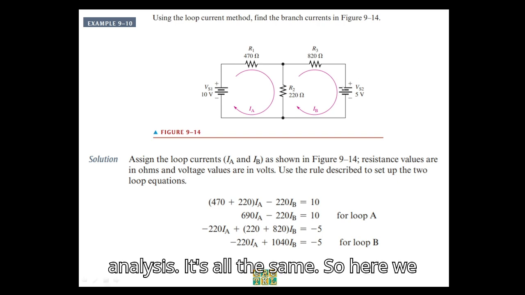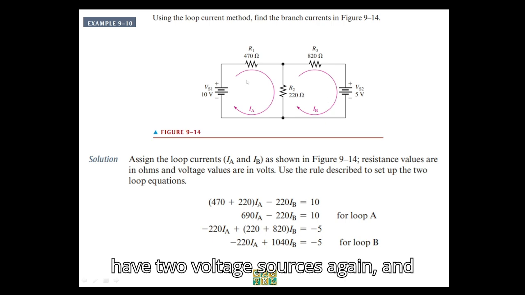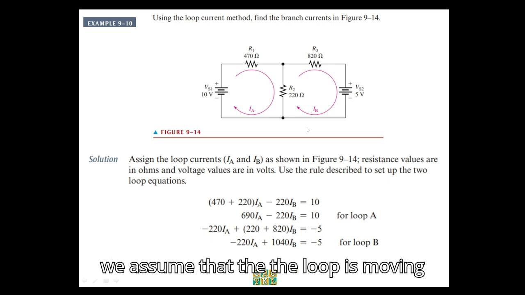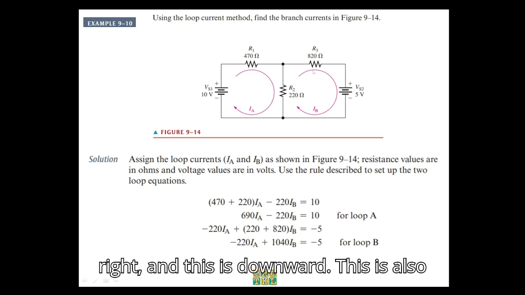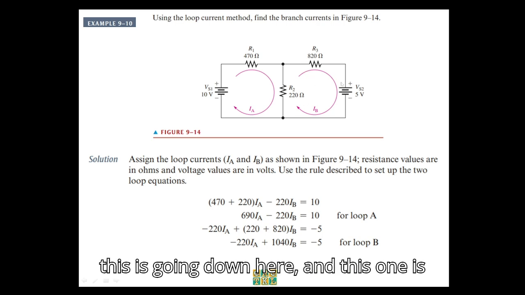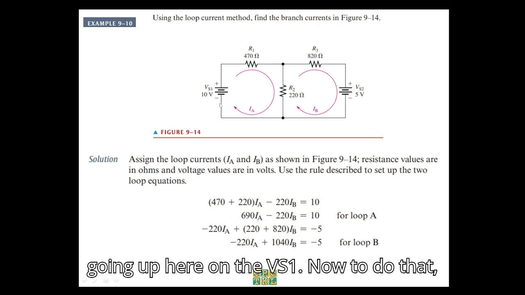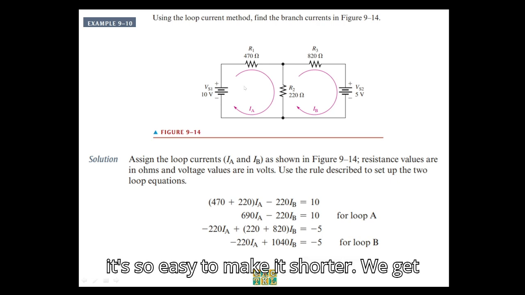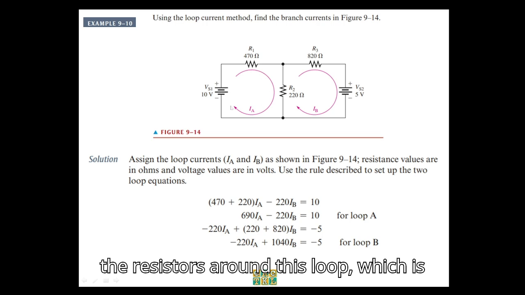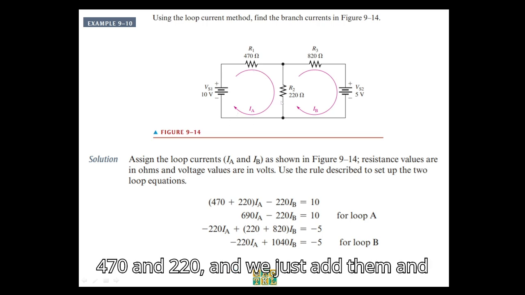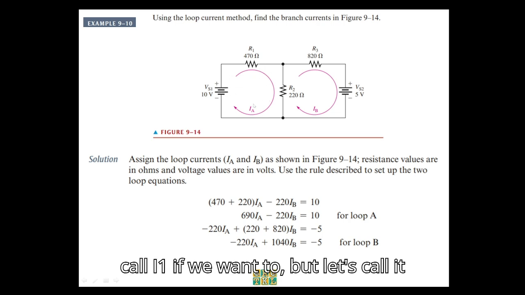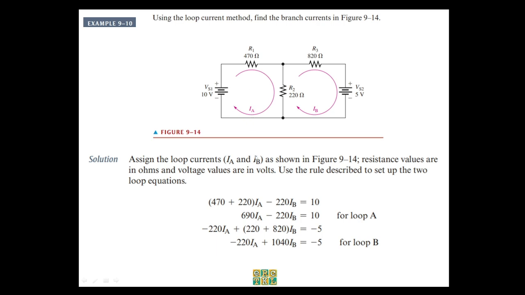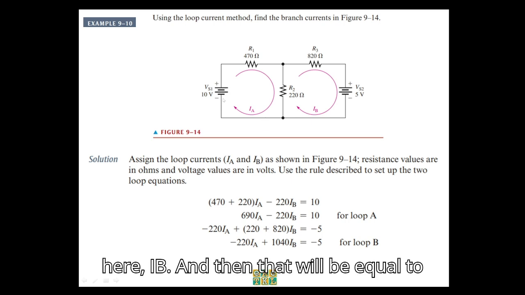It's all the same. So here we have two voltage sources again, and we assume that the loop is moving both clockwise. In other words, we assume that the current here will be to the right, and this is downward. This is also to the right, but this is going up, and this is going down here, and this one is going up here on the VS1. Now to do that, it's so easy to make it shorter. We get the resistors around this loop, which is 470 and 220, and we just add them and multiply it with IA, which we can also call I1 if we want to, but let's call it IA following the notation of the book, minus the 220 here, IB. And then that will be equal to 10.